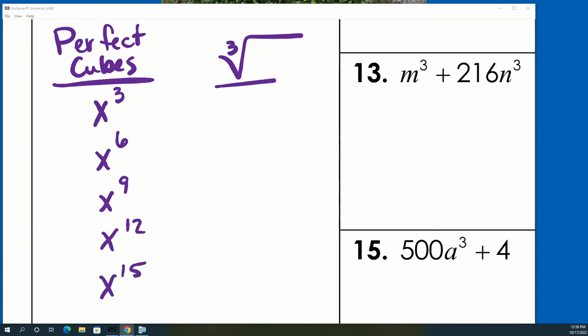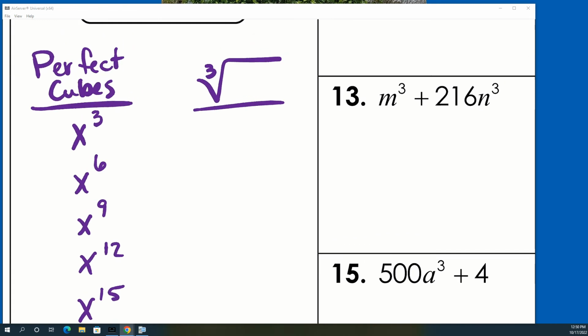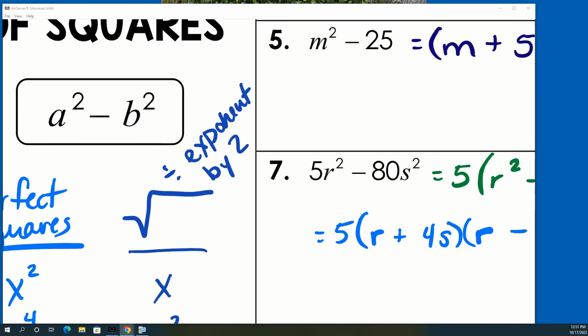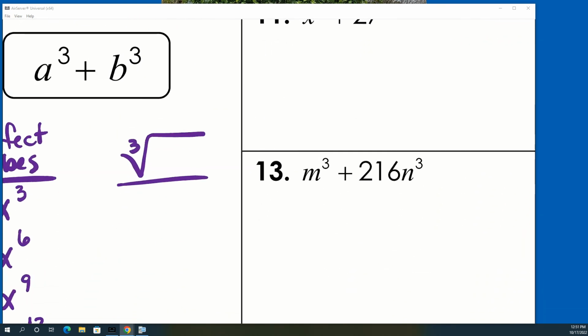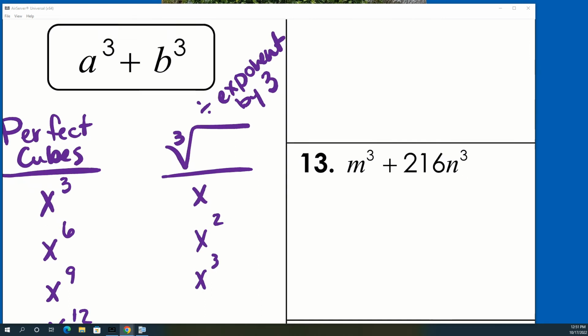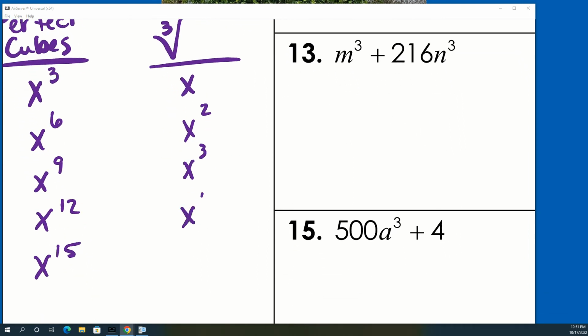If we want to find the cube root of a variable, what do you think you divide by? Like the last one, we divided by 2, now divide by 3. So just divide the exponent by 3. The cube root of x cubed is just x. X to the 6th is x squared. X to the 9th is x cubed. We're just dividing those exponents by 3.